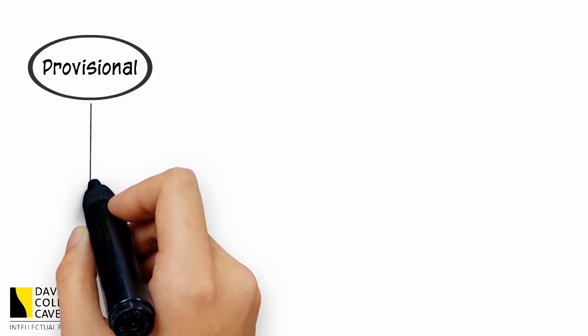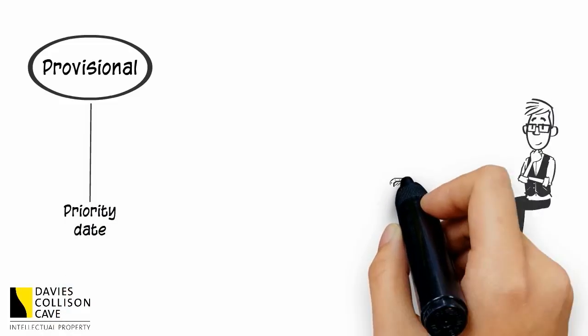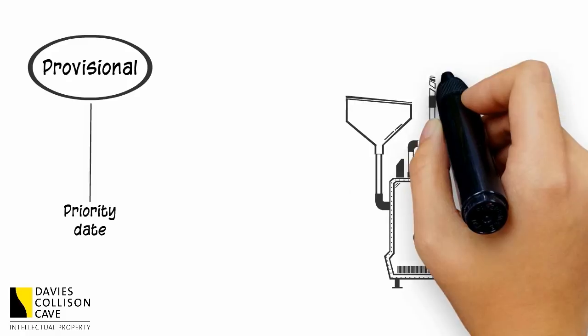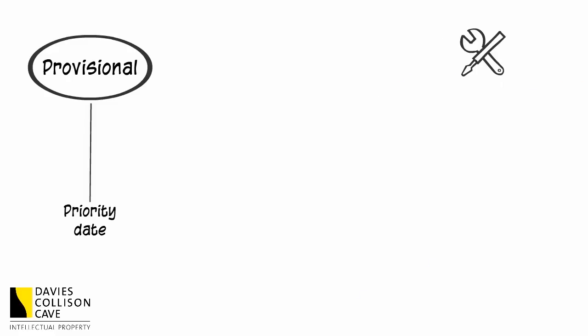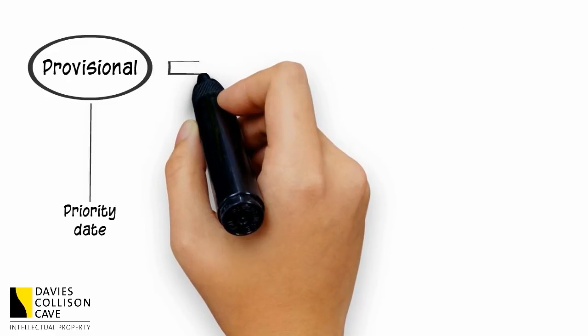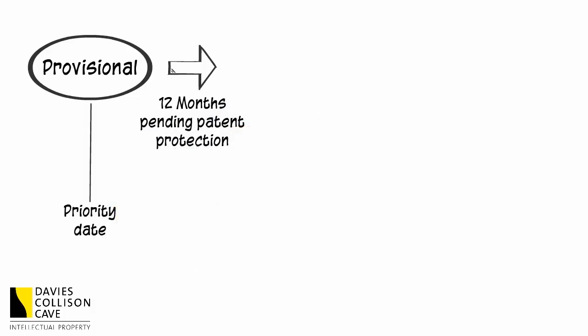A provisional patent application establishes a priority date for your invention and is typically suitable if the invention is not in a commercial ready form or you feel that there may still be modifications or improvements you would like to implement after filing. The provisional application will give you 12 months of pending patent protection before the application will lapse.